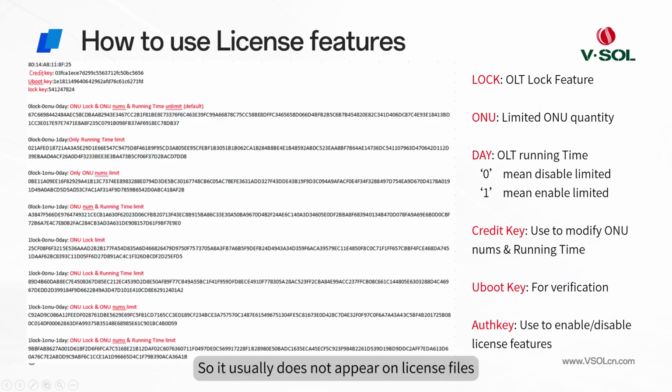The off key is used to enable or disable license features. The long keys below the lock key are all off keys. They serve different purposes. You can determine which off key to use by their names. Lock means OLT lock features. ONU means limited ONU quantity. Day means limited OLT running time.